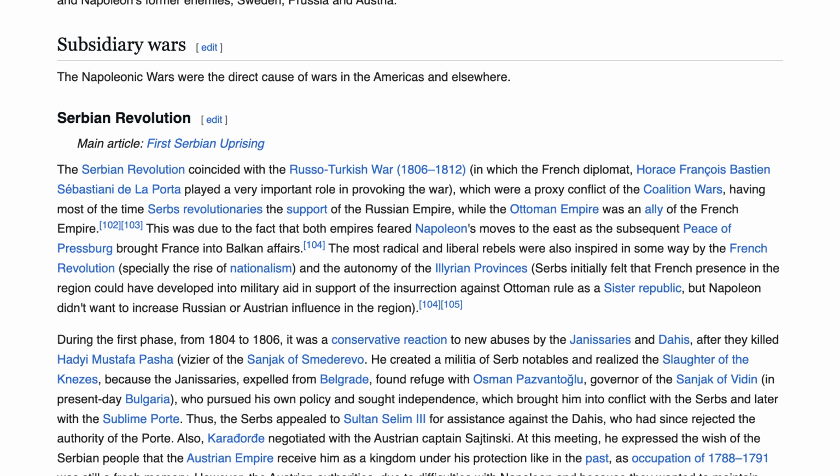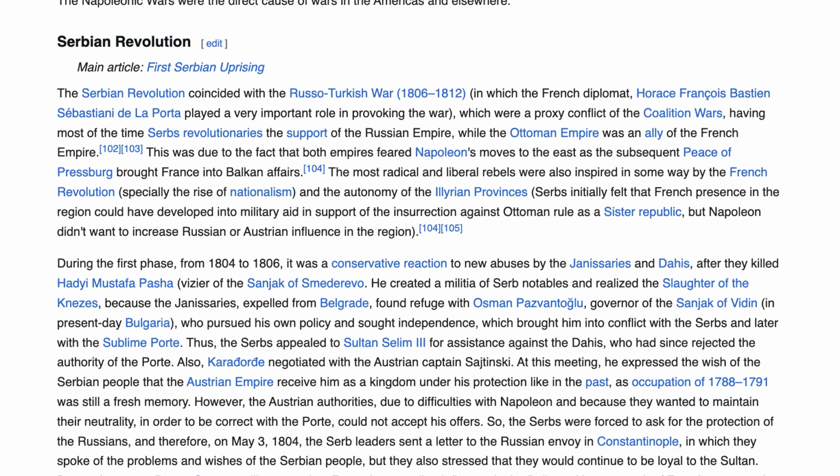Subsidiary wars. The Napoleonic Wars were the direct cause of wars in the Americas and elsewhere. Serbian Revolution. The Serbian Revolution coincided with the Russo-Turkish War, 1806–1812, in which the French diplomat Horace François Bastien Sébastiani de la Porta played a very important role in provoking the war, which was a proxy conflict of the coalition wars, with the Serb revolutionaries having most of the time the support of the Russian Empire, while the Ottoman Empire was an ally of the French Empire.